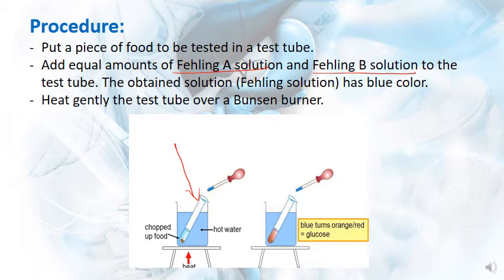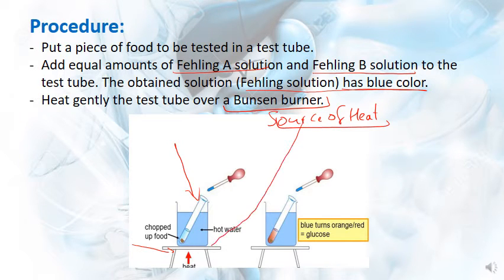The obtained solution, the Fehling solution, has a blue color. We have to heat gently the test tube over the Bunsen burner. The Bunsen burner is the source of heat, and it is found here. So we repeat this. First of all, we put a piece of food to be tested inside the test tube, as shown here.